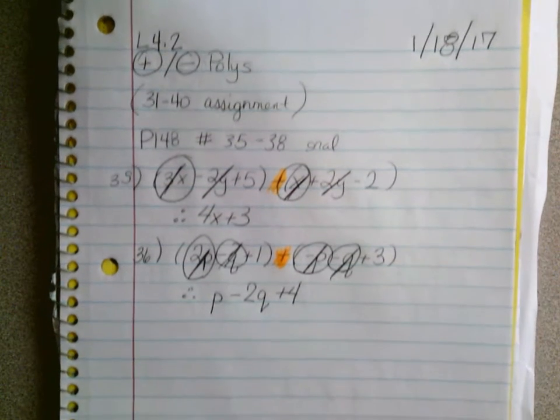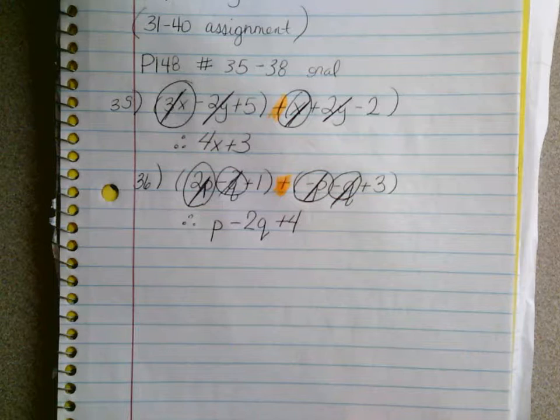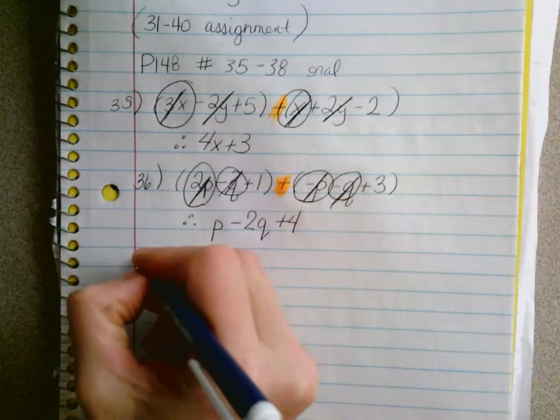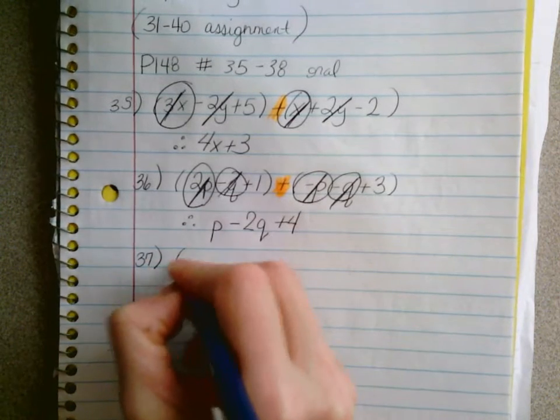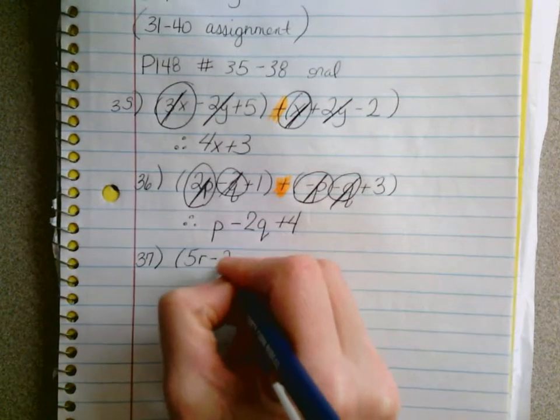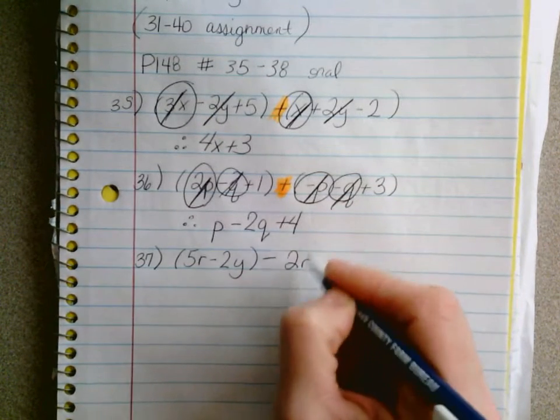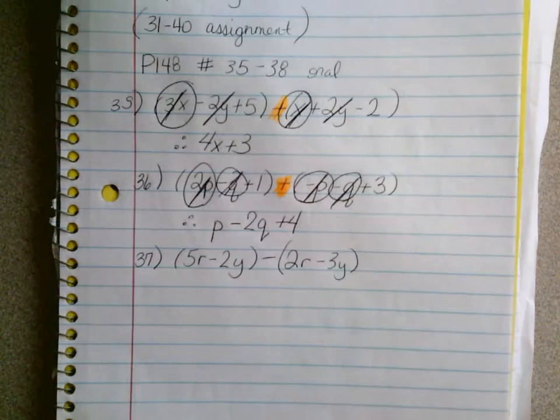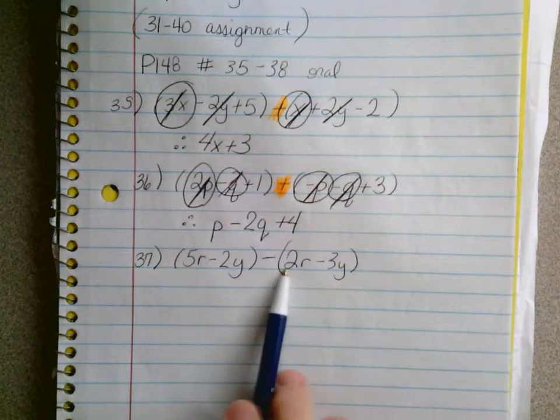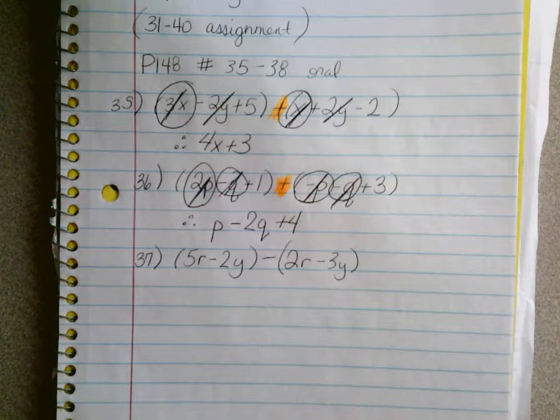For subtraction, if they write it, again, if they write it this way, you have a choice how you want to do it. So 5r minus 2y minus 2r minus 3y. Okay. You can do it 2 ways. You can leave it like that and flip the sign of the second piece, that's the subtrahend, what's being removed. Or you can write it vertically and do the same thing.